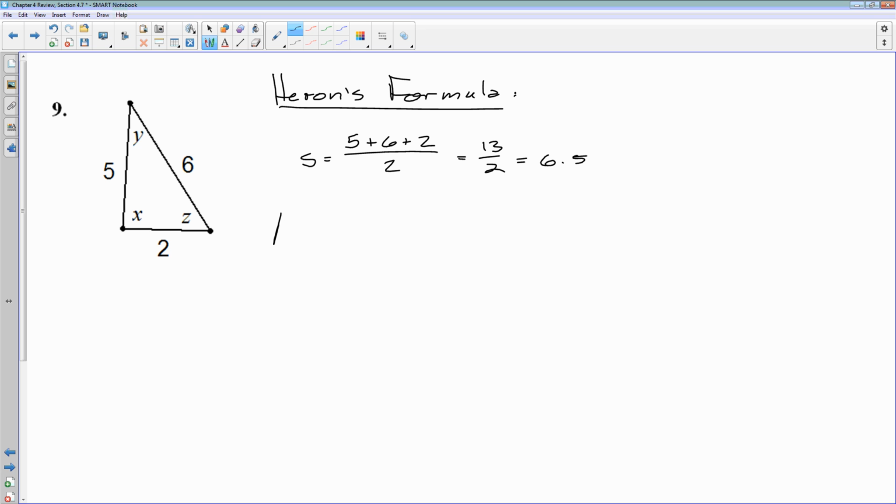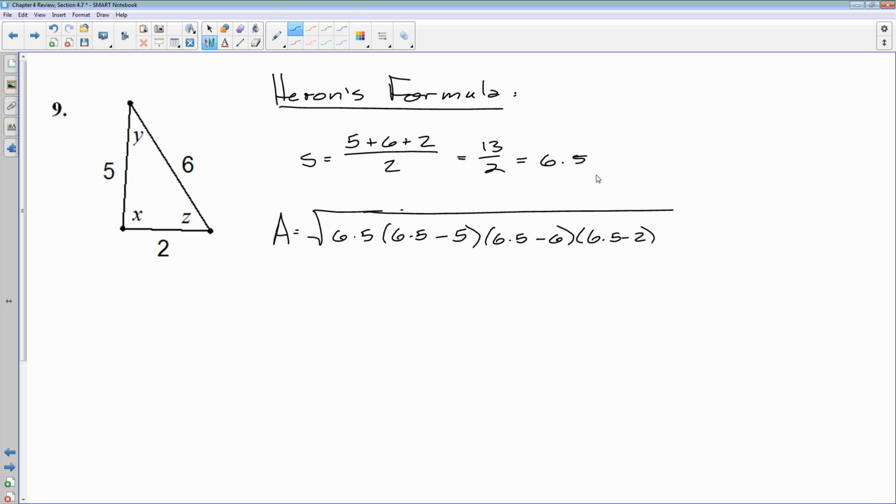And then once you find the semi-perimeter, your area is the square root of your 6.5 times, and then you do 6.5 minus each of the side lengths. So 6.5 minus 5, 6.5 minus 6, and 6.5 minus 2. And we will throw that in the calculator to get our answer. I'm just going to throw that in one big swoop. I'm not going to work out each little bitty piece. Just throw it in, and our answer is 4.684. And that's our area for number 9.